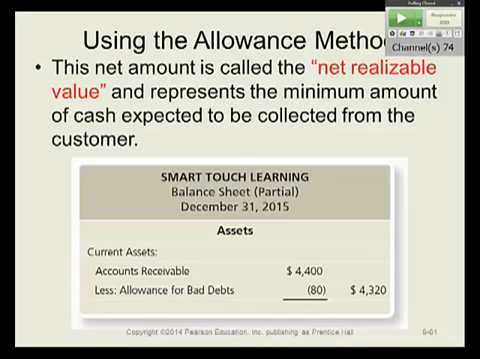So at this point, you've got accounts receivable at $4,400. You have an allowance of $80, and your net realizable value is $4,320. Now the question is, how do you write the account off? How do you write off a bad debt?